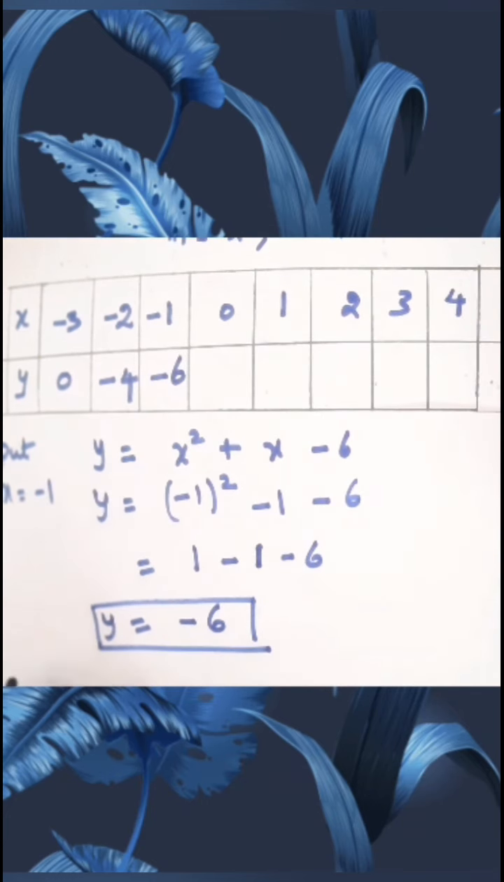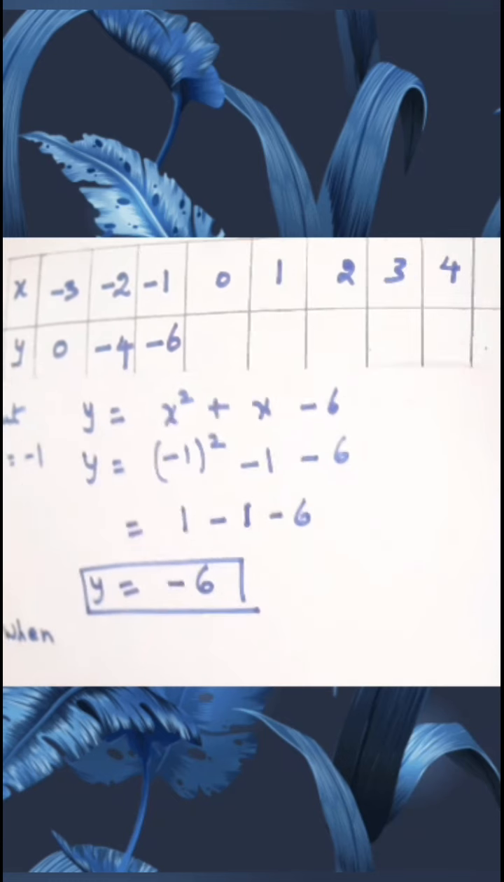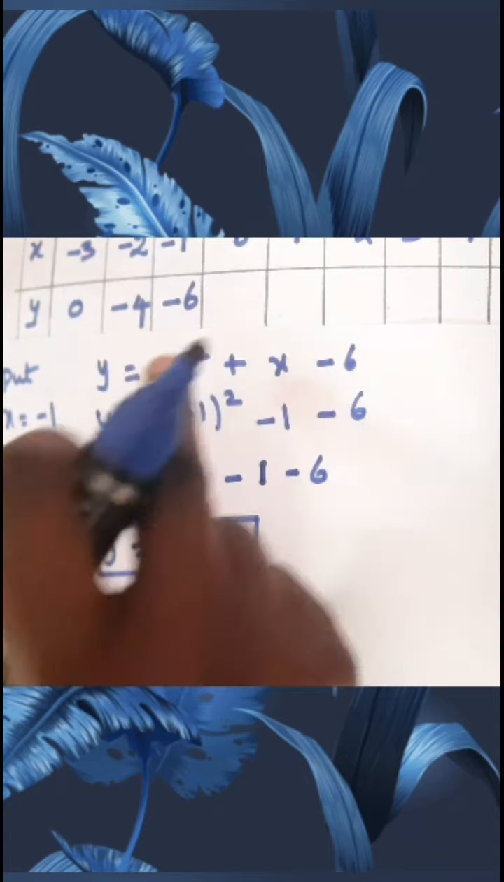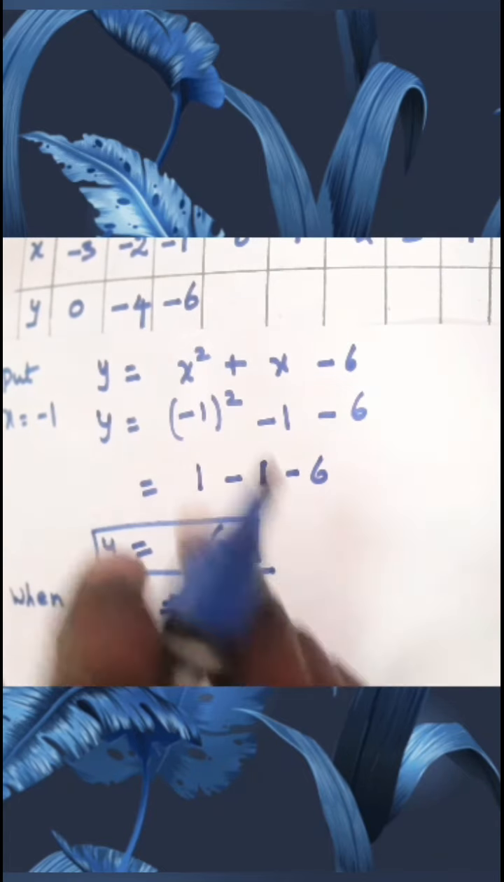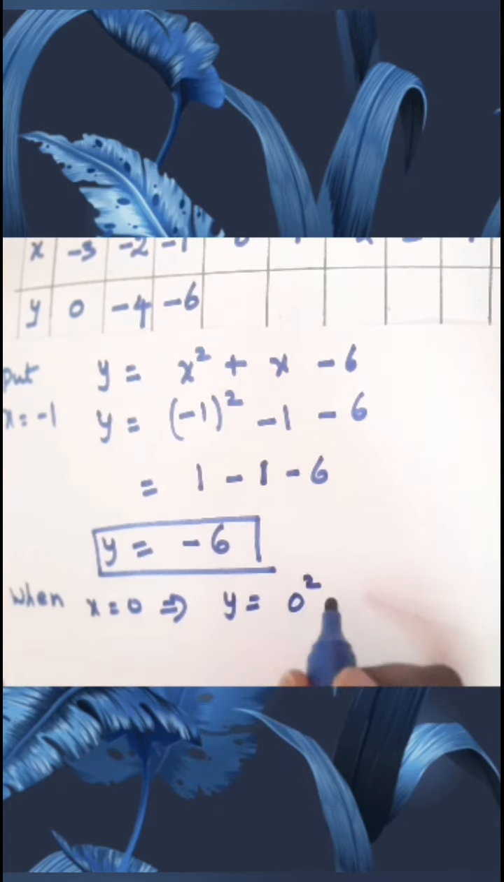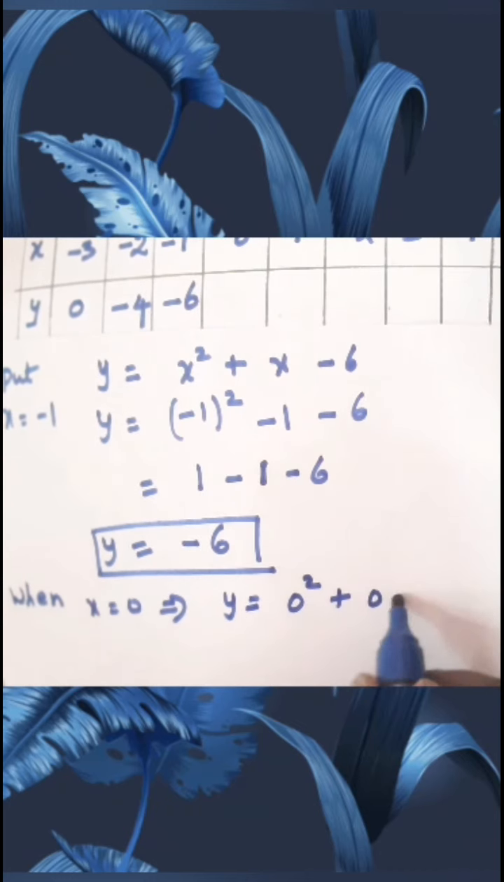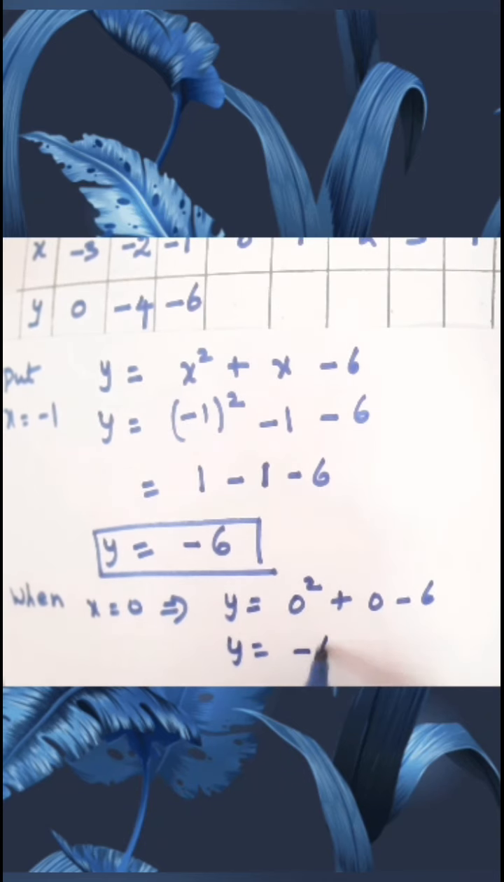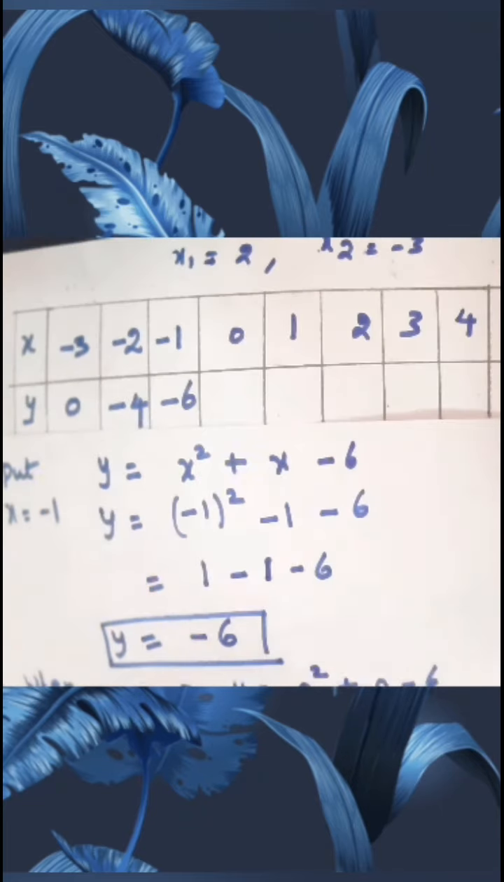Correct. Then when x is 0, shall I substitute directly? y is equal to what I'm going to put in place of x? 0 square plus 0 minus 6. What is the value of y? 0 square is 0, plus 0, 0. So you have negative 6. So when x is 0, what is the value of y we got? Negative 6. I'm just going to substitute here negative 6.